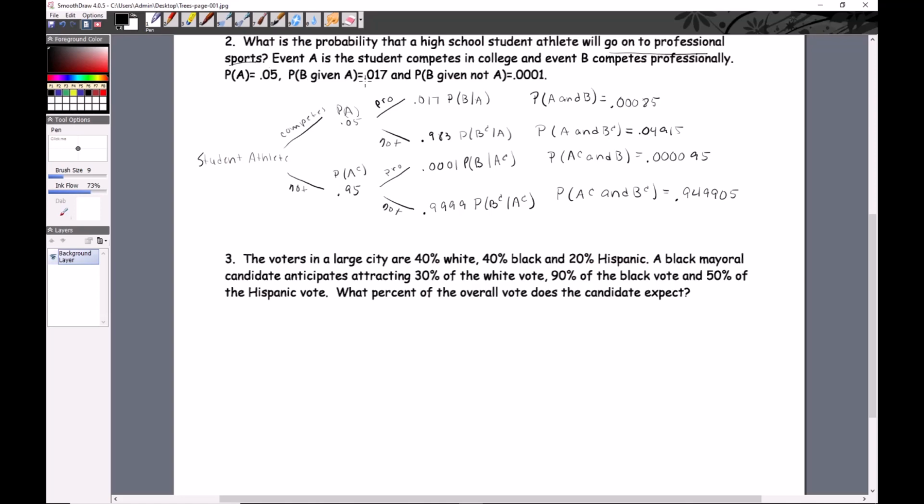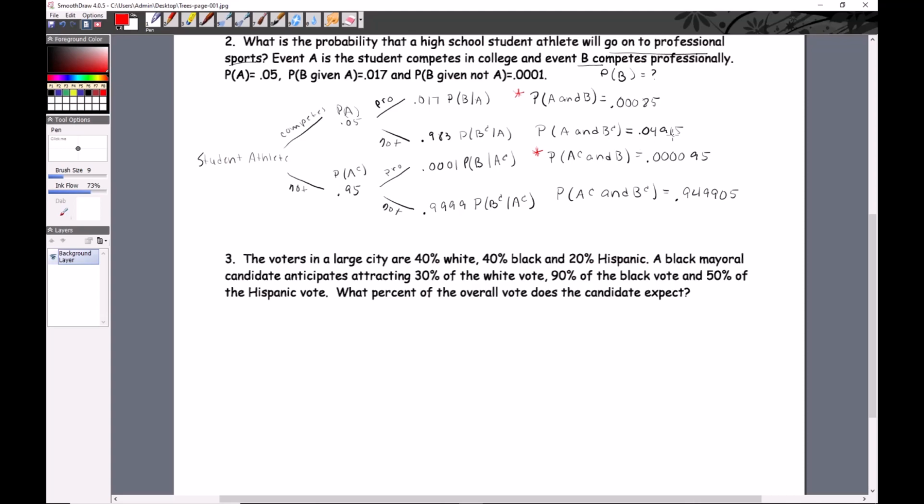But the question is, what is the probability that a high school athlete will go on to professional sports? That is the probability of B. So the probability of B is what we're looking for. Well, again, there's two ways that B can happen. It can happen along with A, or it can happen along with A complement. So a student can compete in college and compete professionally, or a student can not compete in college and compete professionally, like LeBron James did, or Kobe Bryant.